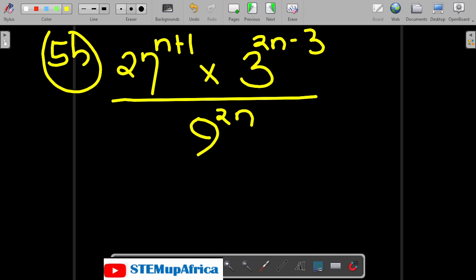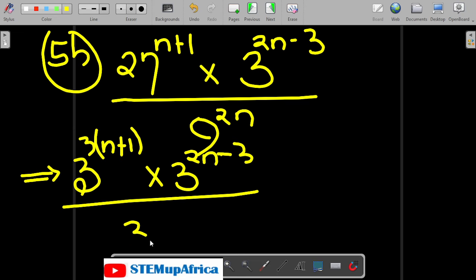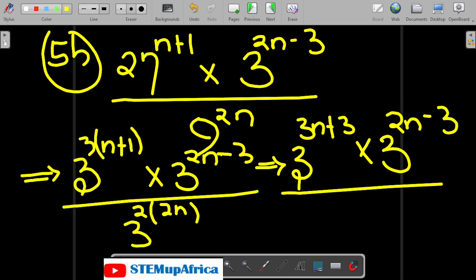27 is a multiple of 3, so the lowest base for 27 is 3. I will consider 3. So 3 raised to power 3 is 27, giving 3^3 to the power n+1. Here remains 3 raised to power 2n-3. Then 3 raised to power 2 is 9, to the power 2n. So what does this all give to us? I'm now going to have the bracket 3^(3n+3) times 3^(2n-3) over 3 raised to power 4n.